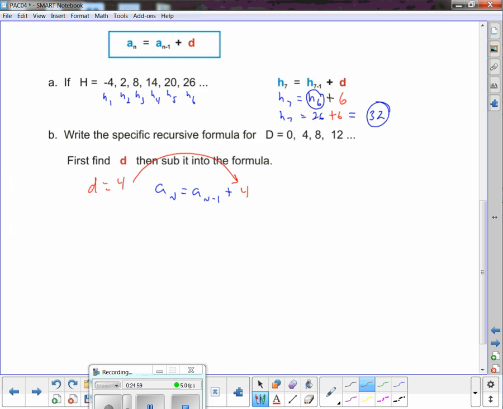That's it. That is our specific recursive formula for that sequence. It just simply has the value of D included. Okay, not a whole lot there, but that is what that involves. So if they ask you to write the recursive formula, you have to know what a recursive formula is, and then you have to supply the D. Any questions so far?